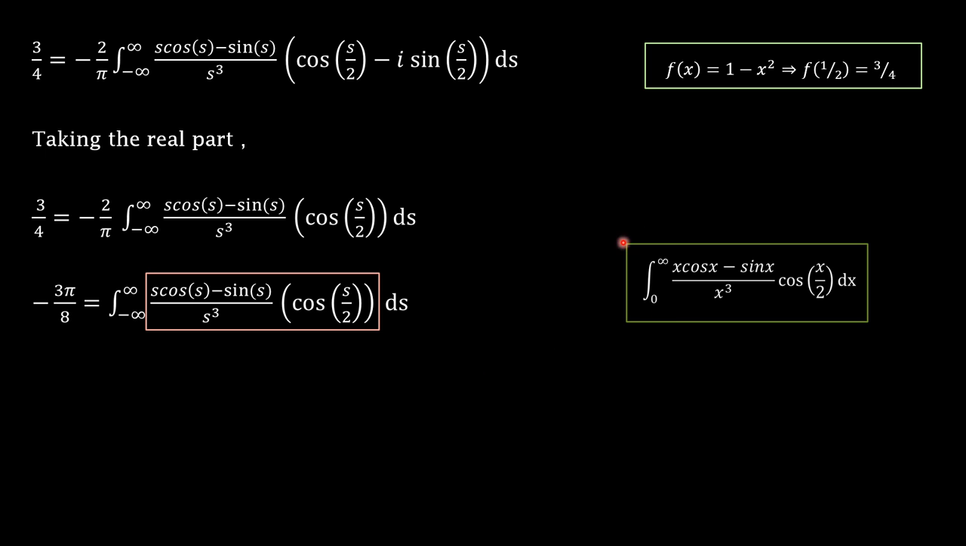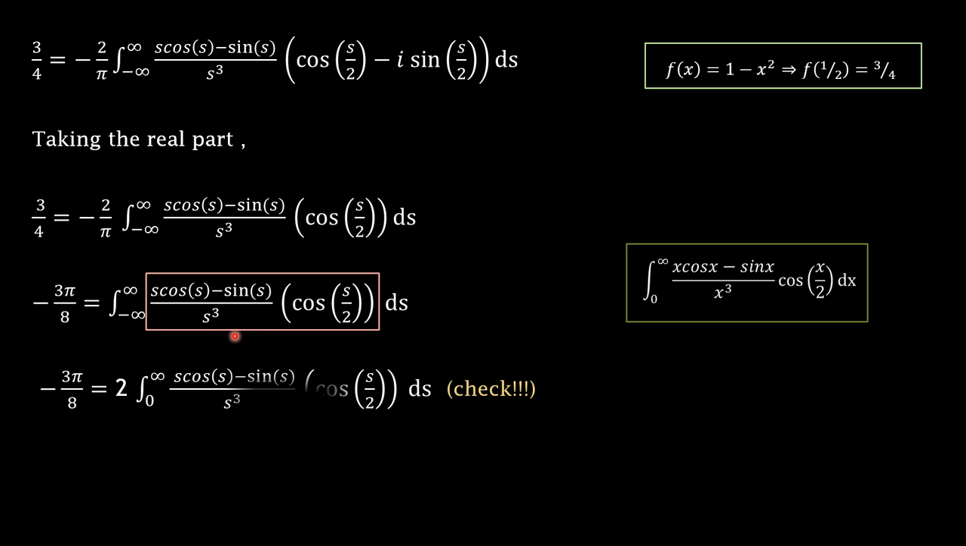But observe the limits over here. You need the limits from 0 to infinity, right? But in the case of the inverse Fourier transform, you have it from minus infinity to infinity. And you can easily reduce it to 0 to infinity just by observing the function to be an even function. I have left you to check it. So evaluating the even function in the interval minus infinity to infinity is the same as evaluating it in the interval 0 to infinity, times 2.